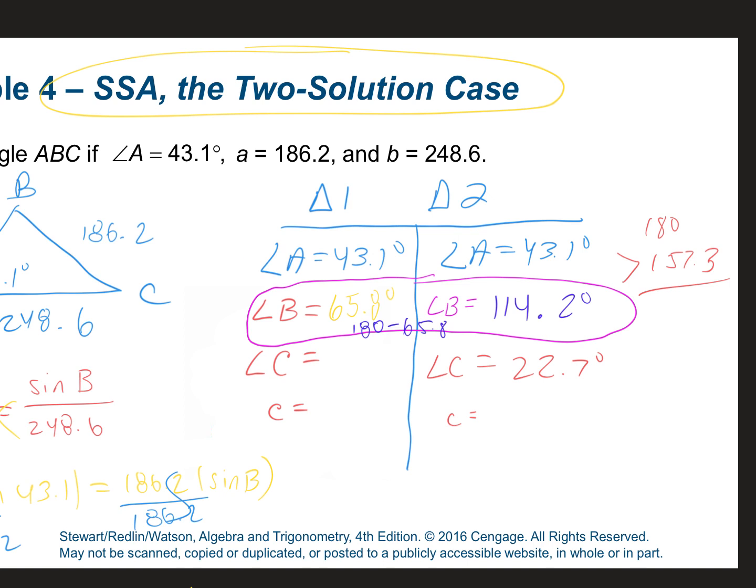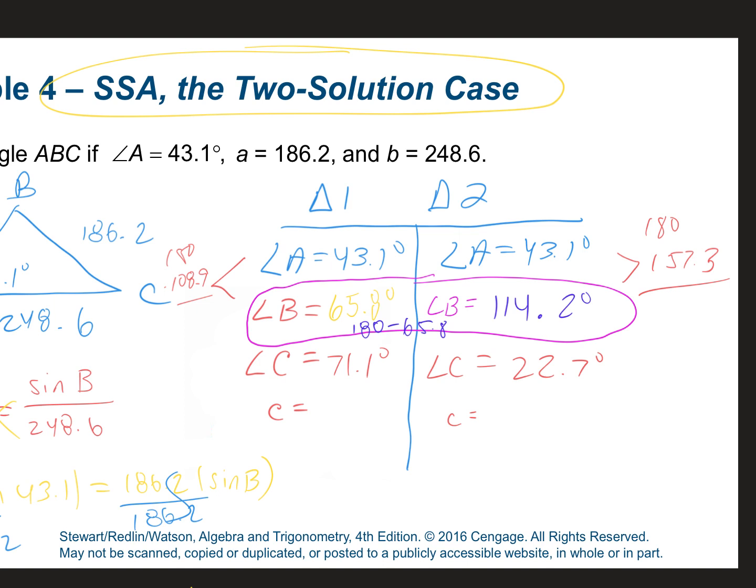So now you're going to do the same thing over here. Add up these two, so 43.1 plus 65.8. I get 108.9. So 180 minus 108.9 is what? 71.1. Perfect. Now you can find side C in both of them.